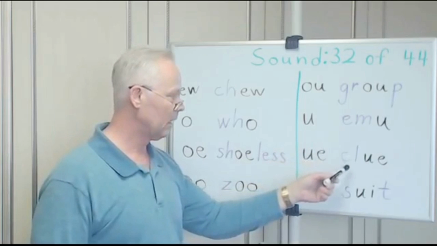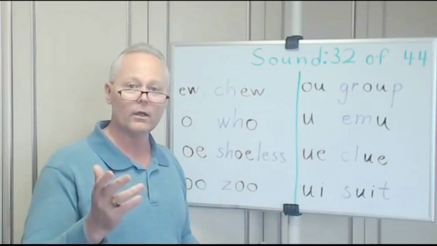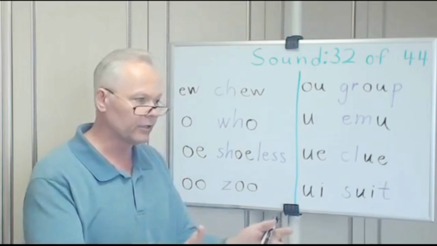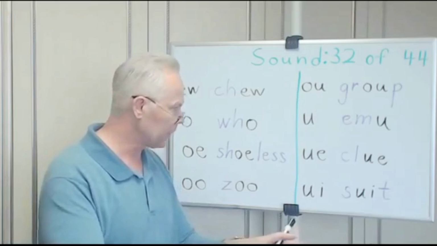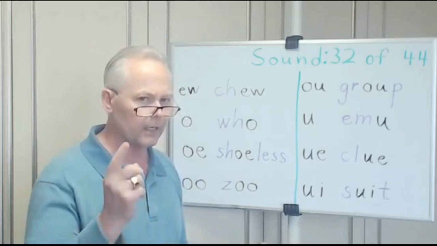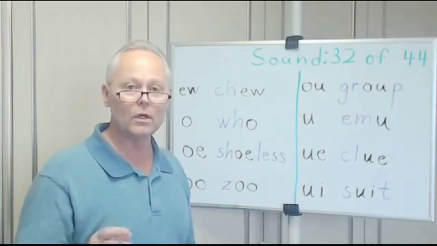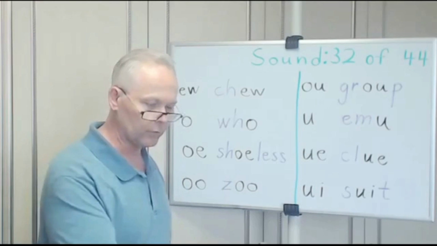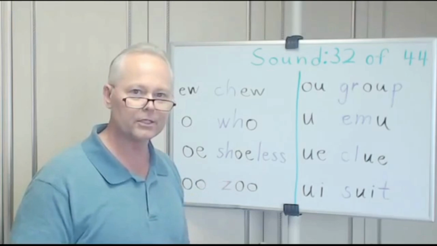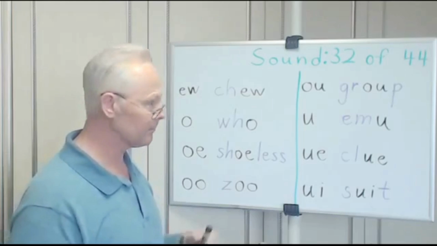U-E. Clue. Clue. If you're an investigator and there's a crime, you're going to go to the crime scene and you're going to look every place to try and find a clue. A clue as to who committed the crime. Who did the crime? Well, there's some broken glass and there's some fingerprints. Those are clues to tell you who committed the crime.